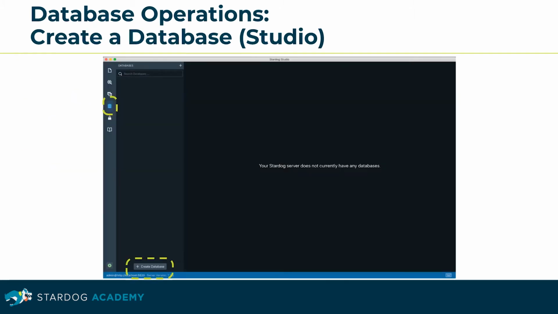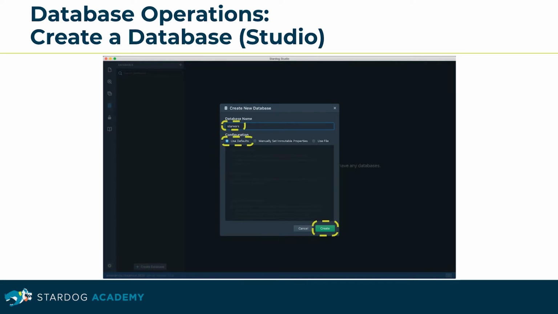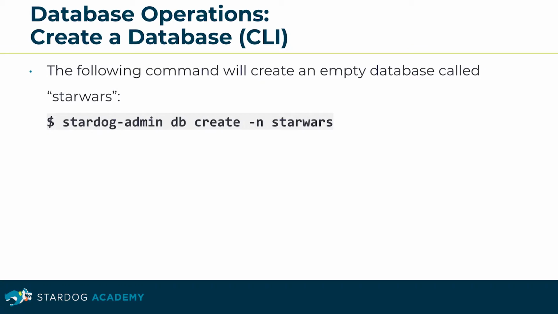To create an empty database in Studio, first click the blue database icon, then click the Create Database button. In the window that appears, type in the name of the database to be created and select a configuration for the database. In this case, we'll simply select the defaults, then click the green Create button. To create an empty database using the command line interface, issue the command stardog admin db create -n Star Wars.